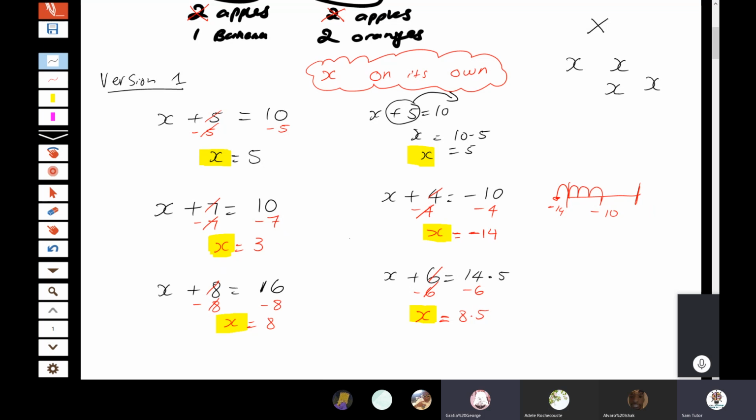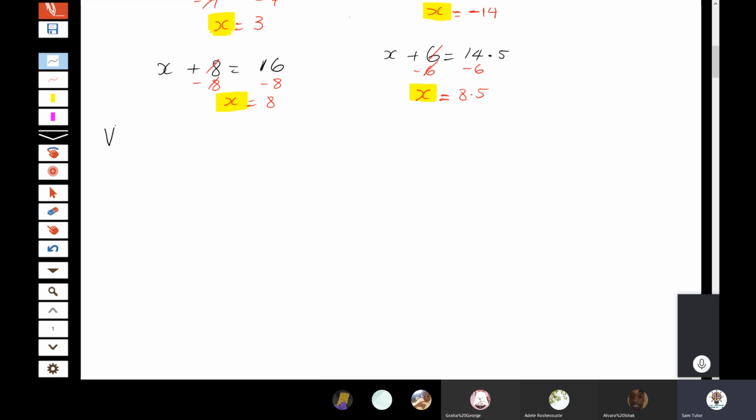Okay, let's try version 2. Version 2 is not that much harder. Don't overthink it. Version 2 looks like this: X minus 5 equals 10. Adele, do you know what we're going to do to both sides? Plus them. Oh, good job. This crosses out because minus 5 plus 5 is gone. That's the whole point, trying to get rid of it. What is X equal to? 15. Boom.